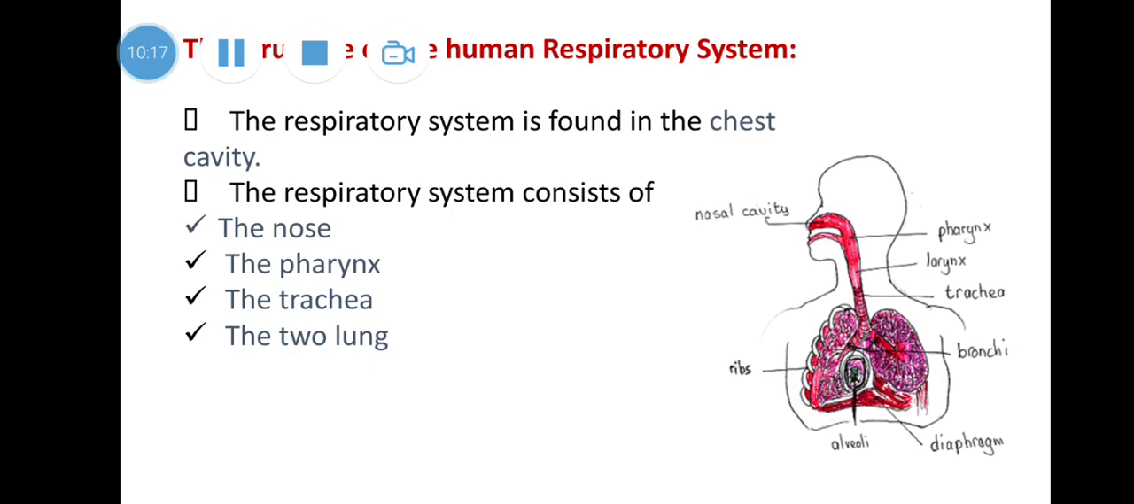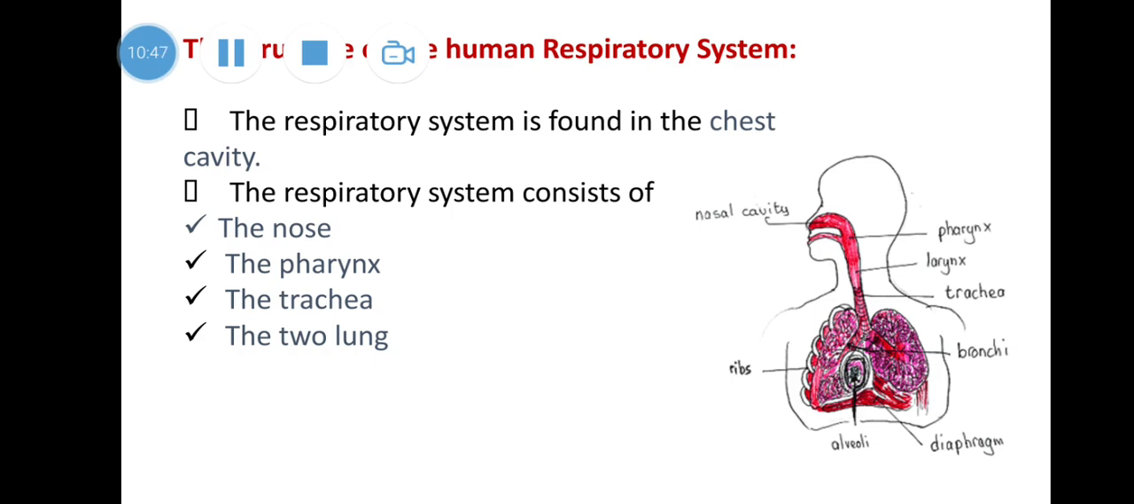And then we have two bronchi. One of them is called a bronchus, and they enter the lungs. Inside the lungs they branch into the bronchioles. At the end of the bronchioles we can find the alveoli. Inside the alveoli, gas exchange happens because they are surrounded by a network of blood capillaries.